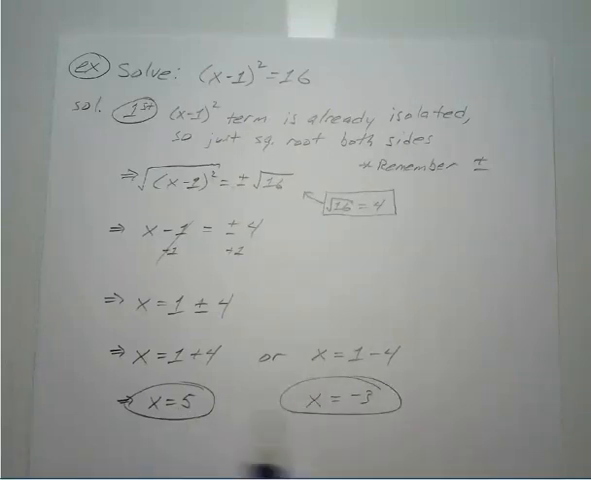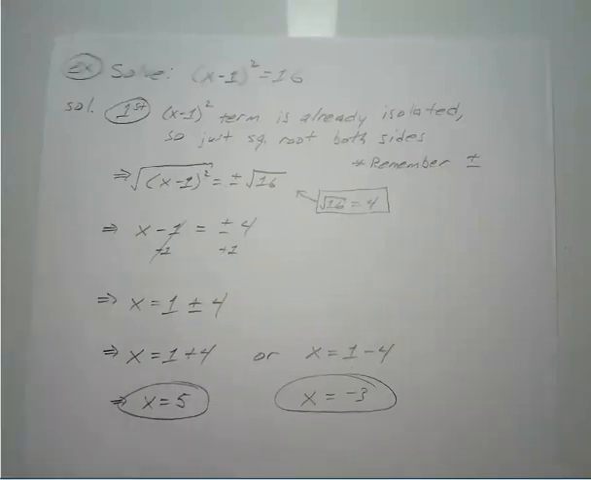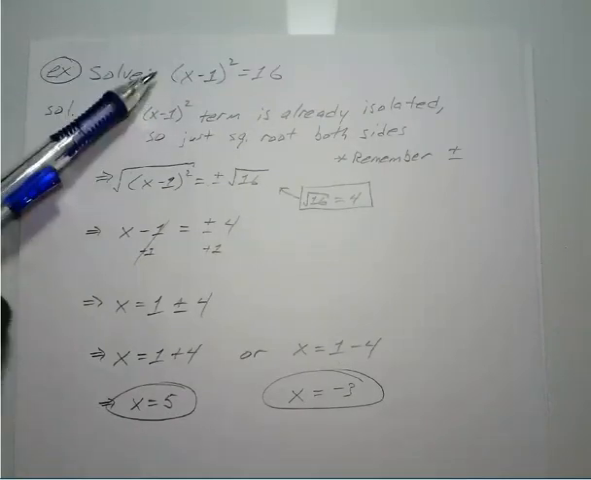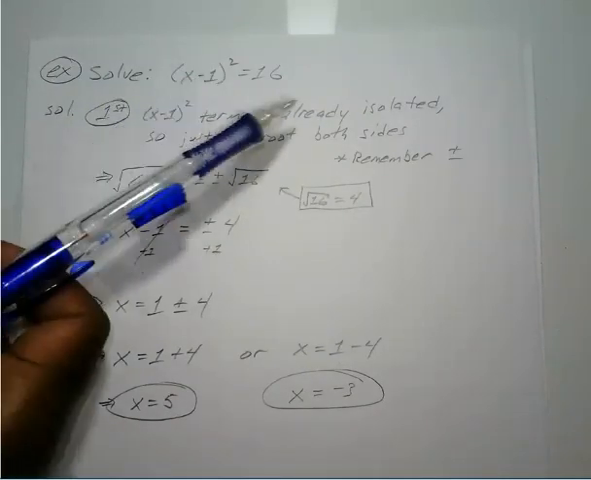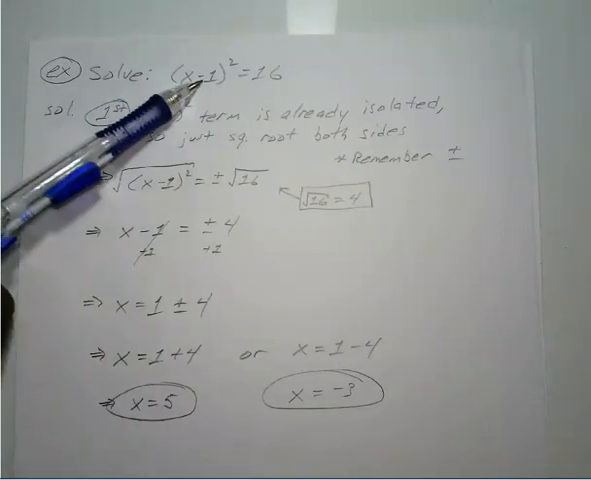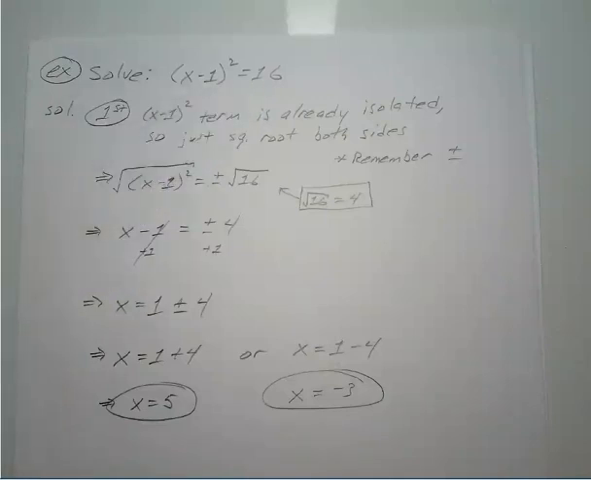Okay, and if you plug both of those in, you'll see that both of them will give you the correct answer. Okay, so if you plug in 5, 5 minus 1 is 4, 4 squared would equal 16. You plug in negative 3, negative 3 minus 1 is negative 4, negative 4 squared will give you 16. All right. Okay, so let's go ahead to our next example.